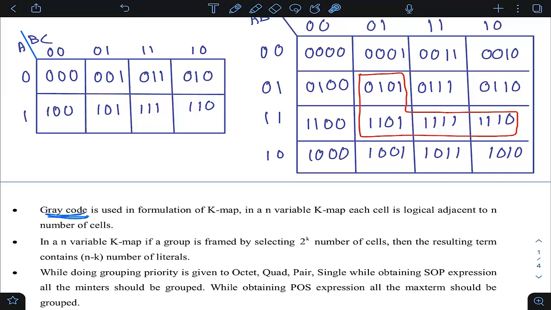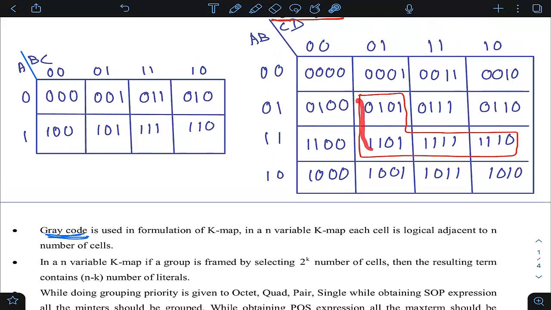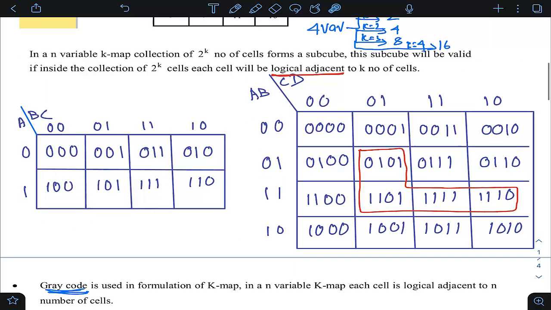Okay, so we understood the meaning of logical adjacency. Now let us see how to identify a valid subcube. My goal is to tell whether this is a valid subcube or not. I will say it is a valid subcube provided that inside this collection each cell is logical adjacent to k number of cells. For this collection the k value is 2. So I need to check that for each and every cell there should be 2 logical adjacent cells.